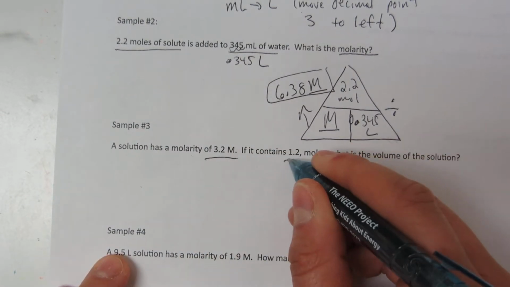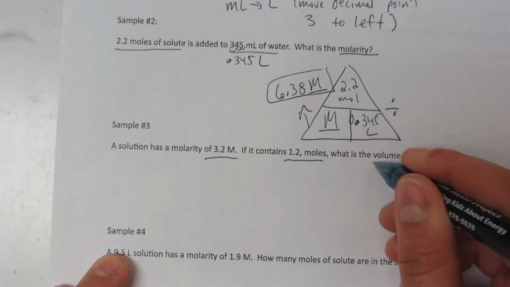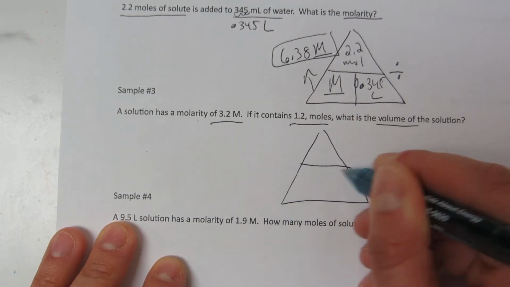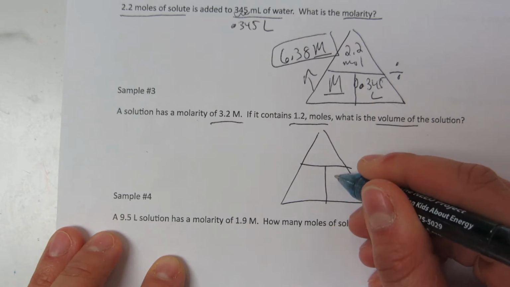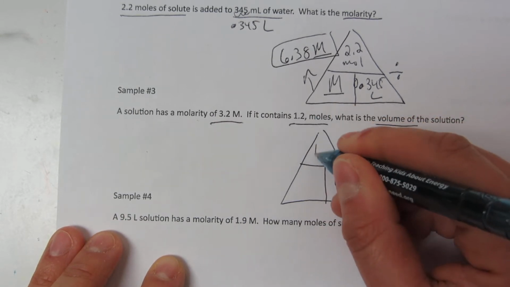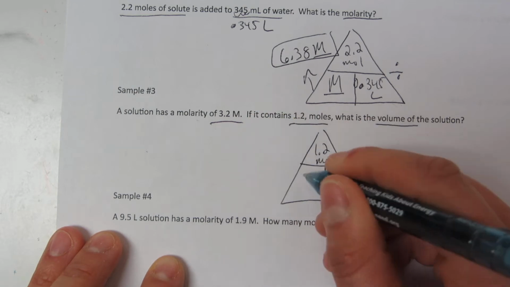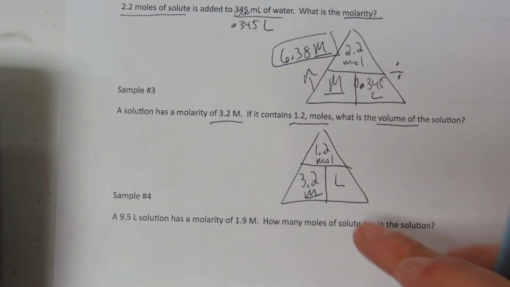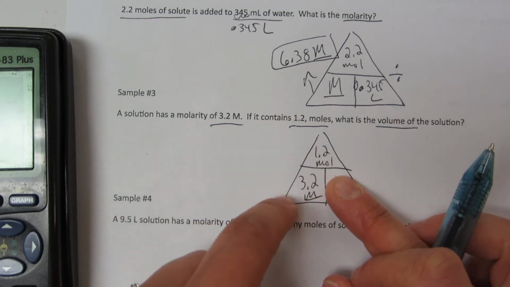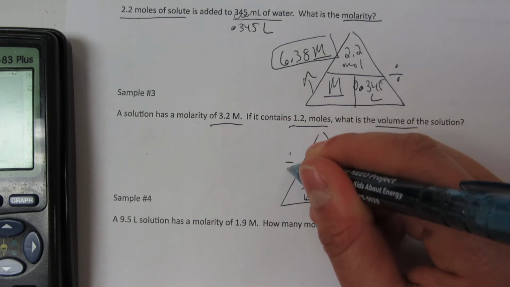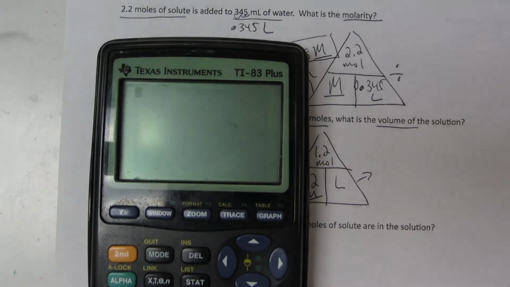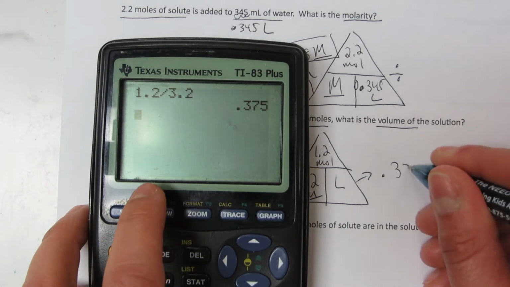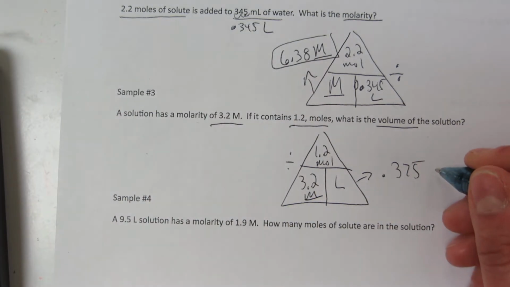3.2 molar contains 1.2 moles. And what's the volume? Okay. So this one, we're solving for volume. We're solving for liters. They gave us moles, 1.2 mole, and they gave us the molarity. So kind of like what we did before, just solving for a different variable. We are going to divide 1.2 over 3.2. So 1.2 divided by 3.2, you get 0.375, and we're solving for volume, which is liters.